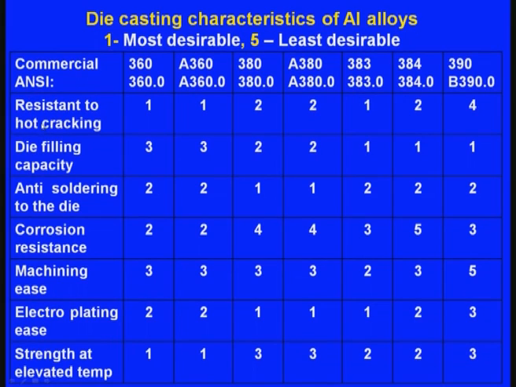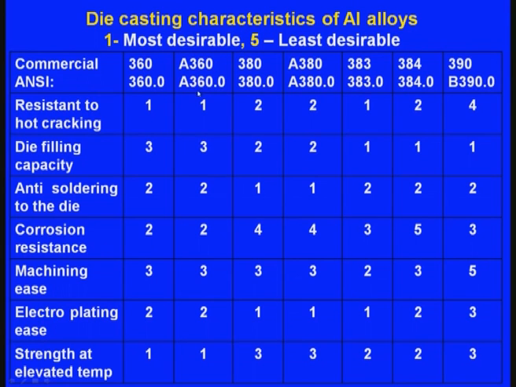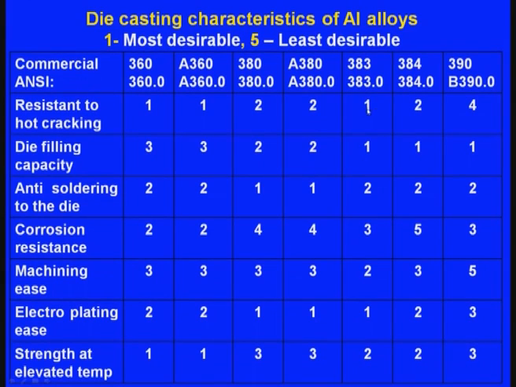We can see here for resistant to hot cracking, 360 and 360.0 is least desirable. Similarly, A360.0 is also least desirable. A380.0, we can see it is close to least desirable. Same is the case with A380 and A380.0. 383 and 383.0 again is least desirable. What is good? 390 or B390.0 is close to most desirable.